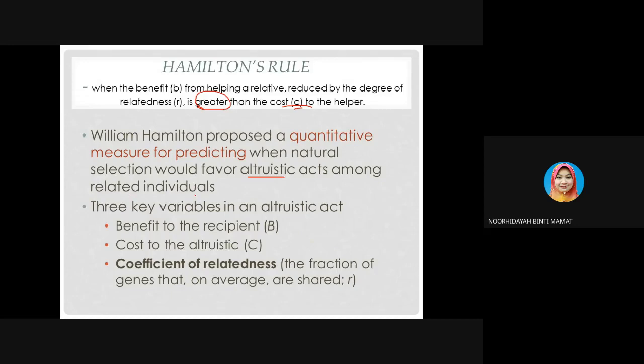Okay, and again, altruism is a disadvantage to the actor itself, but it actually benefits others. And the others are often its close relatives. Okay, so there are three key variables in an altruistic act. The first one is the benefit to the recipient. The second one is the cost to the altruist, and the third one is the coefficient of relatedness, which we call R, the fraction of genes that on average are shared. Okay, we call it R.